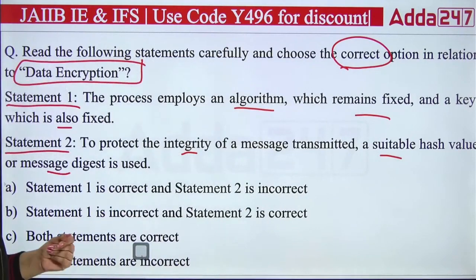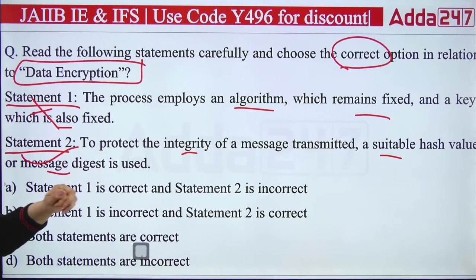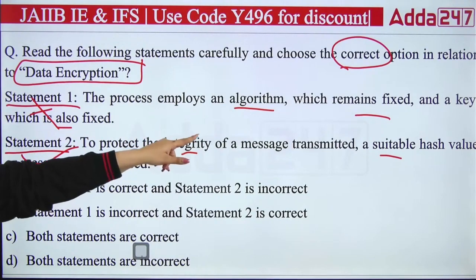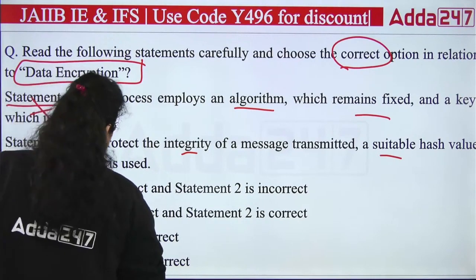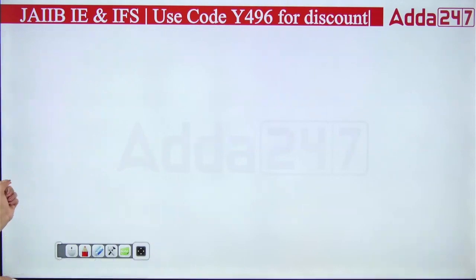The right answer will be the first is incorrect, but the second is correct. The process employs an algorithm which remains fixed and a key which is also fixed, no. But the second is correct, that to protect the integrity of message transmitted, a suitable hash value or message digest is used. So statement 1 is incorrect, but the second statement is correct about data encryption. So right answer will be your B option.